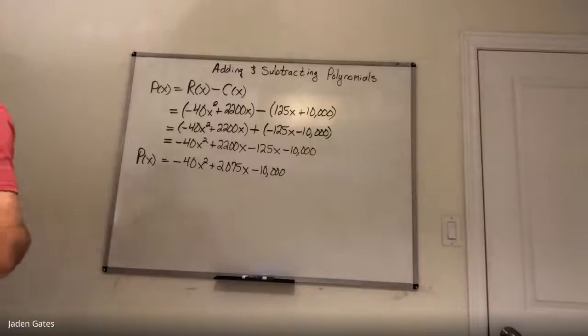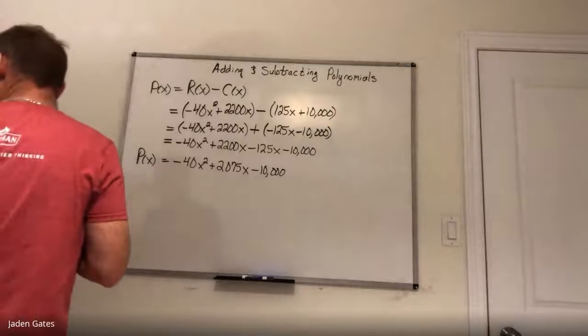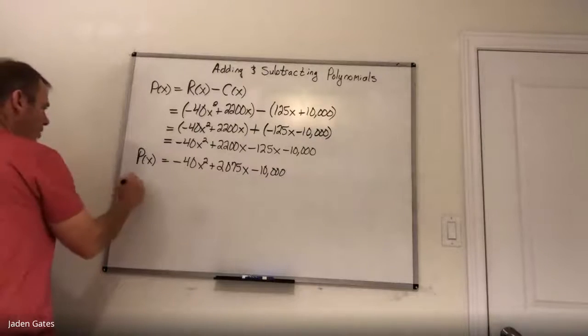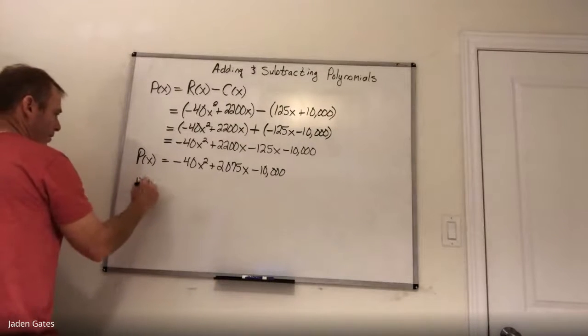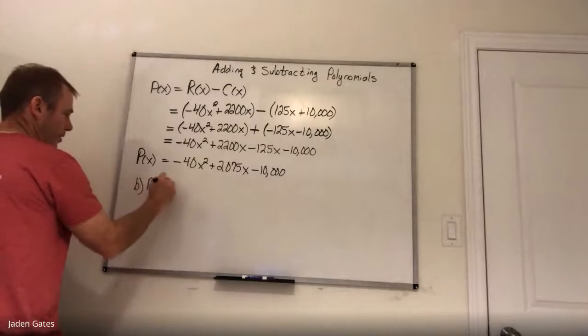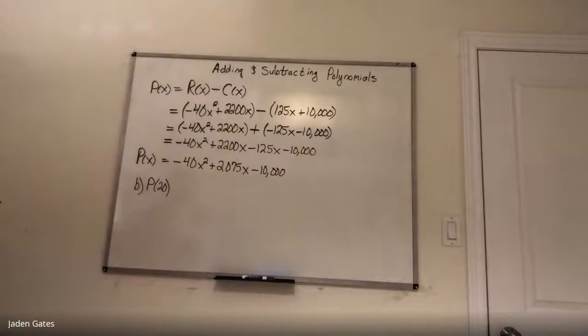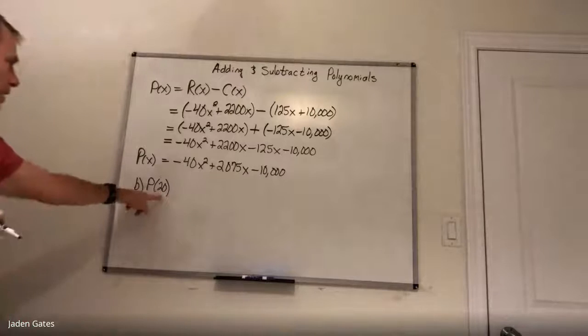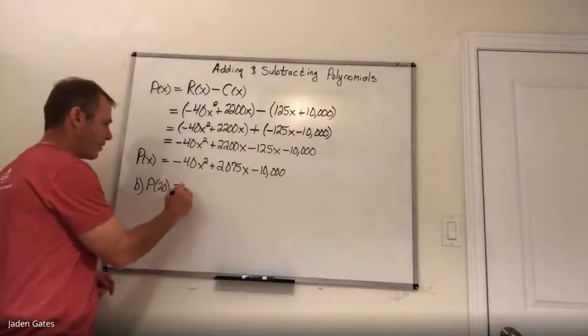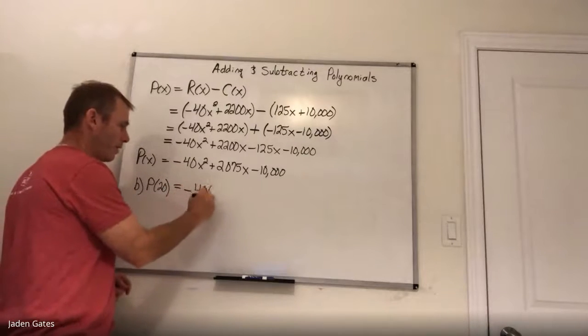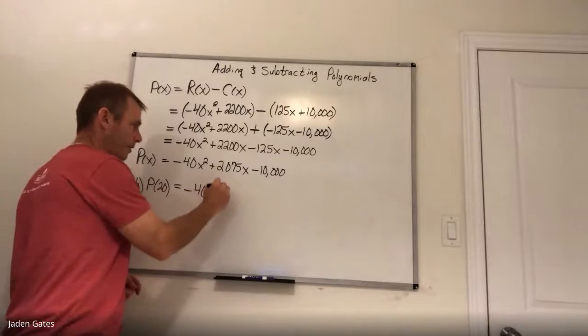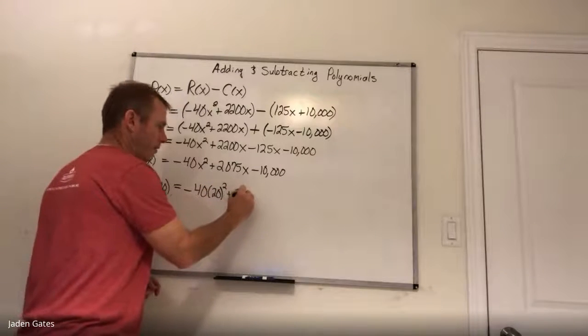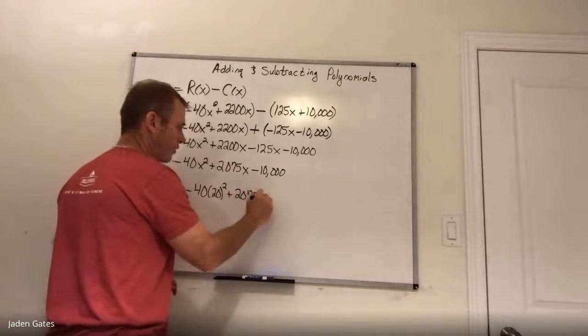I believe in B it says, what is the profit if you sell 20 golf carts? In function notation, that means P of 20. That means our x value is 20. And so wherever there's an x, I'm going to put a 20 into my profit function.